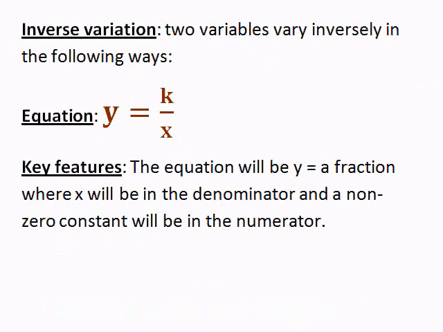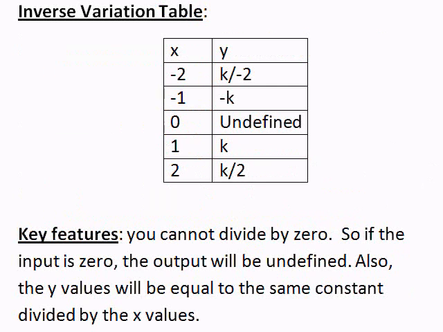Let's take a look at inverse variation. Two variables vary inversely in the following ways. As an equation, y is equal to some number over x. The equation will always be in the form y equals a fraction, where x will be in the denominator and a non-zero constant will be in the numerator.